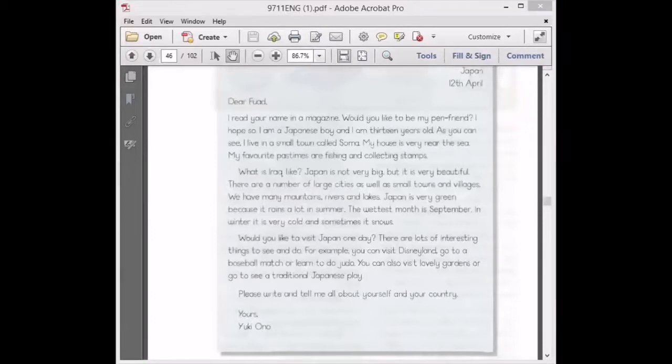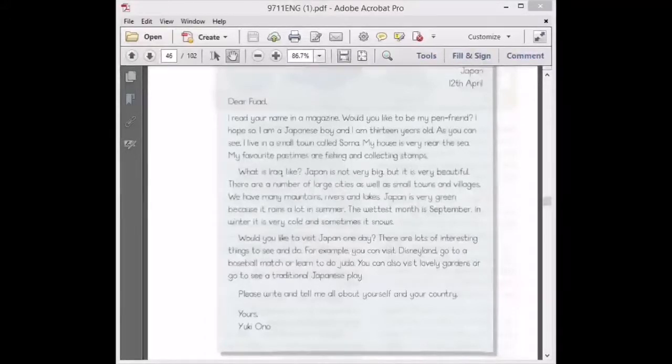Dear Fuad, I read your name in a magazine. Would you like to be my pen friend? I hope so. I am a Japanese boy, and I am 13 years old. As you can see, I live in a small town called Soma. My house is very near the sea. My favorite pastimes are fishing and collecting stamps.